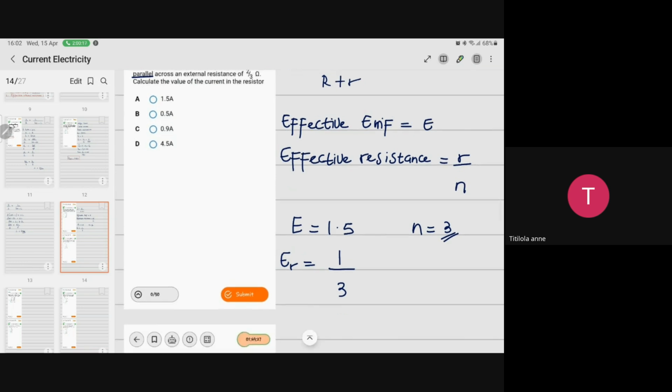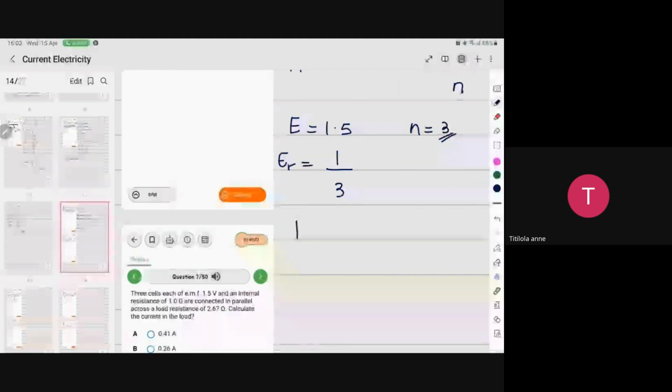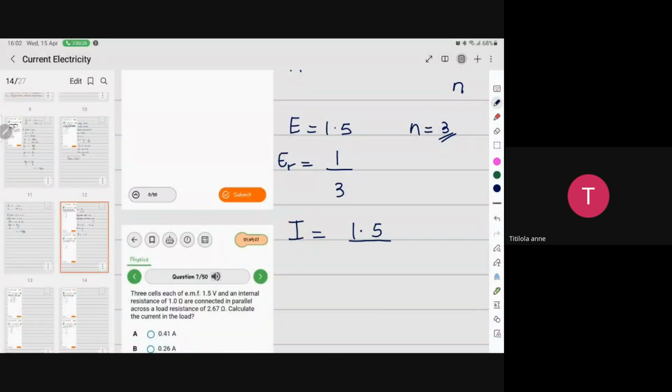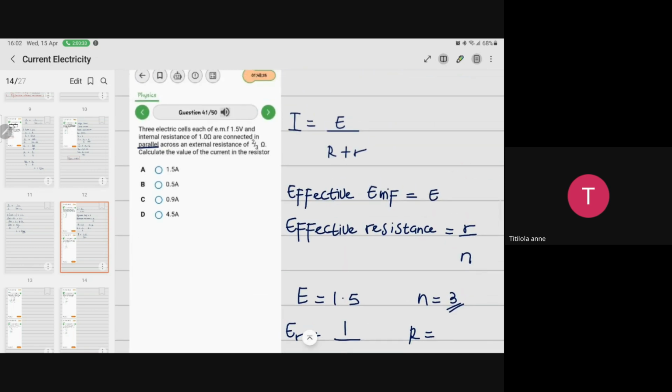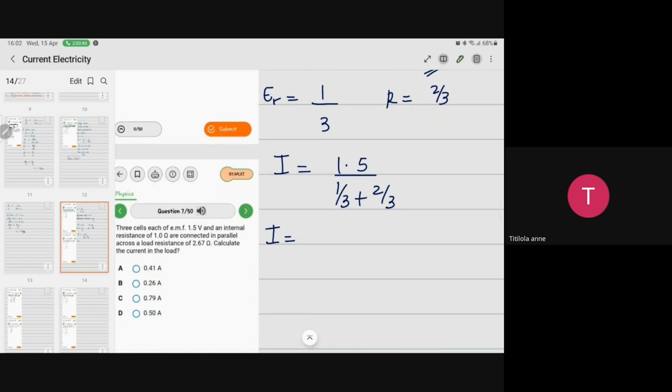All right. So now, the next thing we need to do is to get the current. We have that I, the current, is equal to EMF, E, all over small r, 1/3, plus our big R, which is our external resistance. External resistance is 2/3. So therefore, I is equal to 1.5, which is the same thing as 3/2, isn't it?